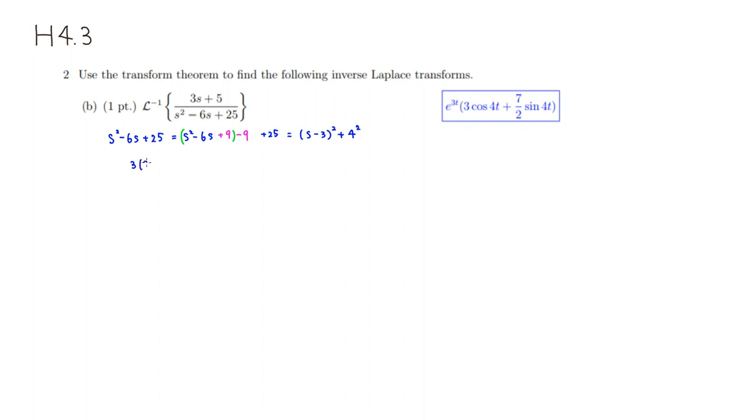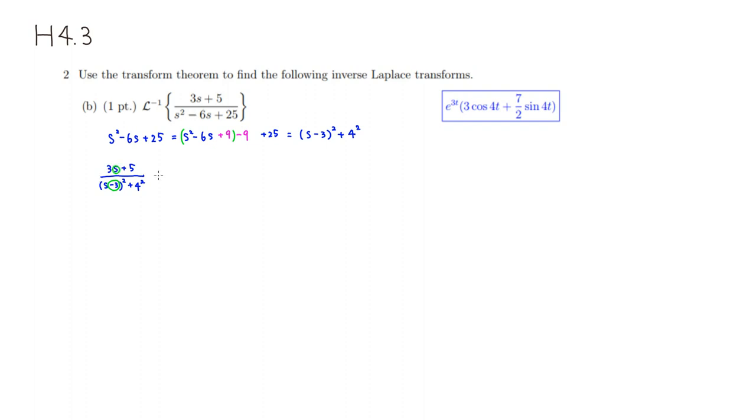Actually, let's see, I'm just going to rewrite this: 3s plus 5 over. I already factored it out, so I'm going to write the factored version: the quantity s minus 3 squared plus 4 squared. So we have this translation here, minus 3. We would have to have the same kind of translation up here as well.